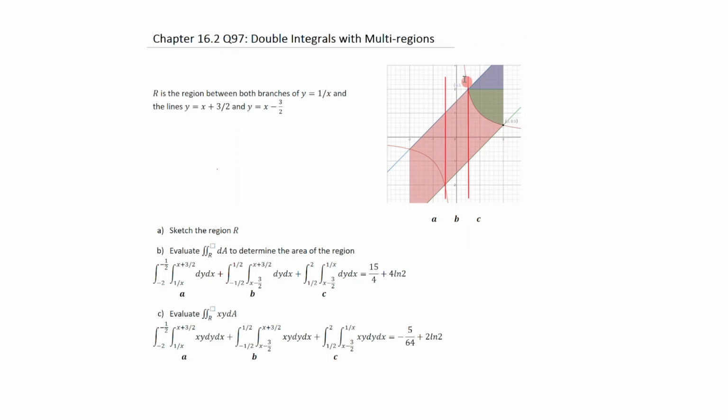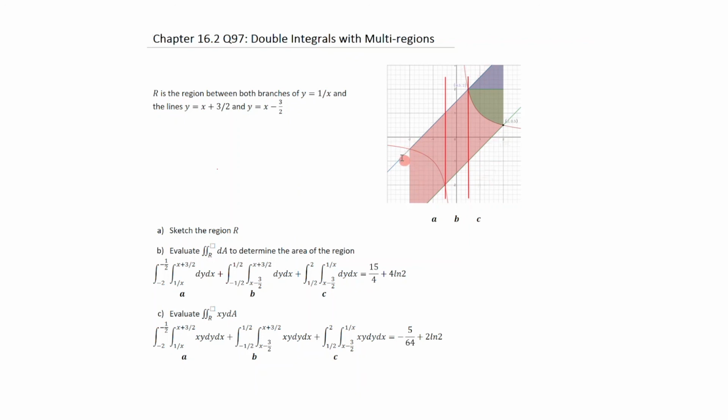here, here, and here for the specific regions. It's not given what those boundaries are, but if you look at this particular region, you'll notice that this point can be determined by equating the function for this line with 1 over x. This boundary point can be determined by equating 1 over x with the line x minus 3/2. This boundary can be determined by equating the function x plus 3/2 with 1 over x. And this boundary can be determined by equating 1 over x with x minus 3/2.